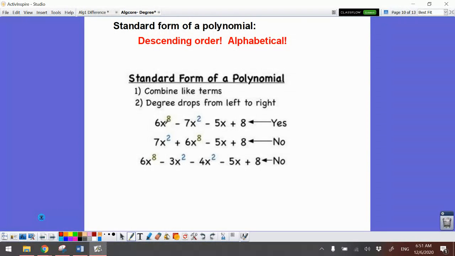So let's take a look at this first one. So I have 6x^8 minus 7x squared minus 5x plus 8. Notice how it goes 8, 2, and then technically this is a 1. So that's an order, 8, 2, 1. It goes in descending order according to powers. This one is not in order because of these two. Let's look at this last one. An 8, a 2, a 2, a 5x, and an 8. Still not done because these are like terms, okay? So I can only have one of each type of term in my answer. So I have to combine like terms just like always.